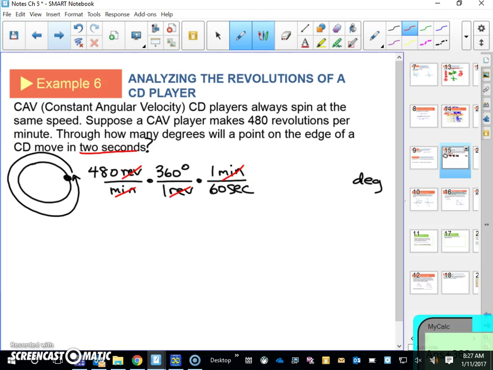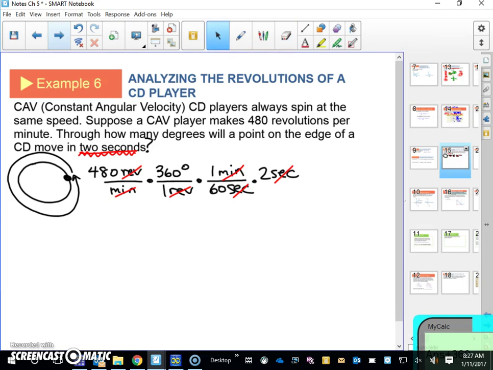That's not exactly what they want me to have. They want me to end up in just degrees. And I still haven't used this 2 seconds. So all I'm going to do at this point is multiply by that 2 seconds. If I multiply by that 2 seconds, that's going to tell me the number of degrees that I go through. Just looking at the units, I know that I'm on track because all I have left is degrees, and that's what I want to end up with.